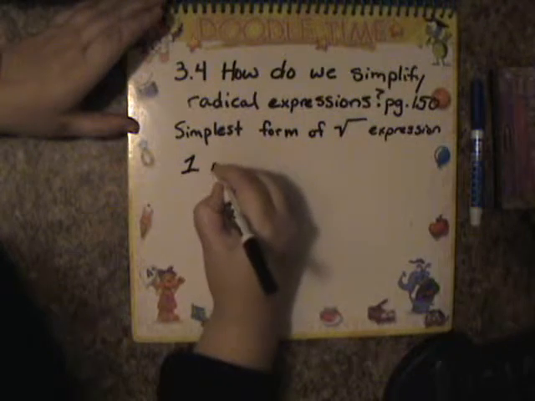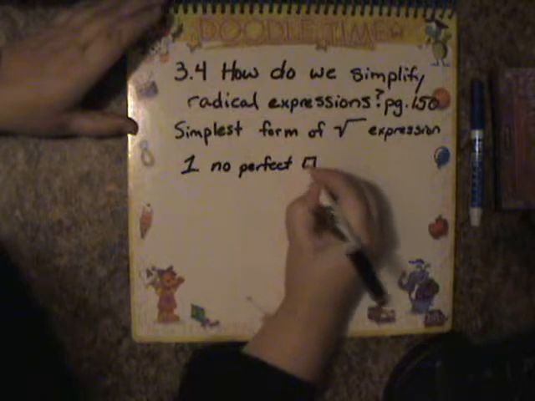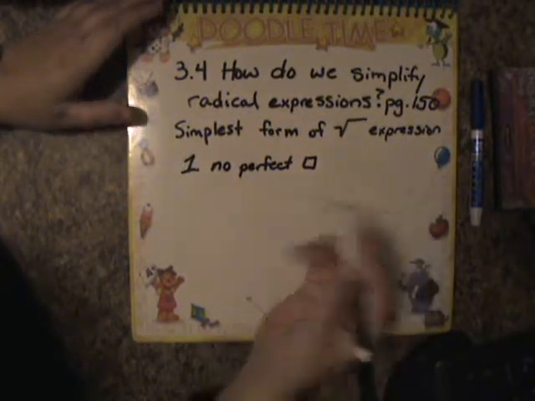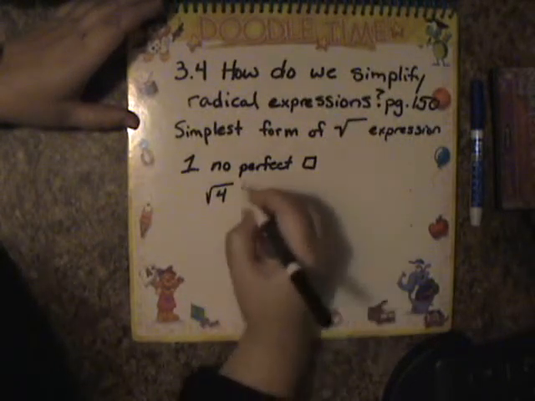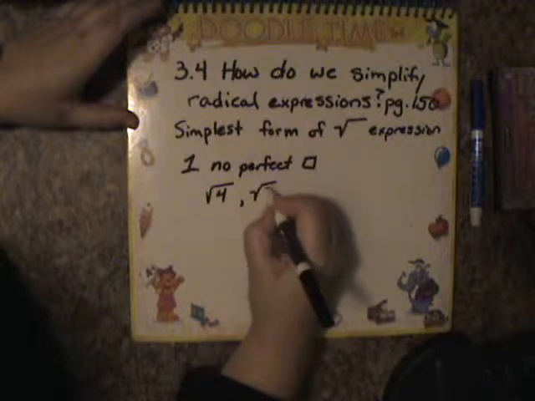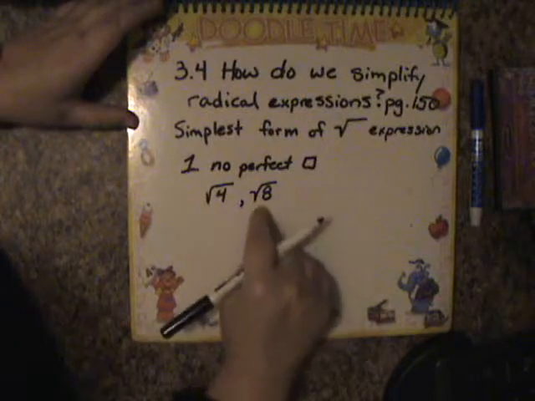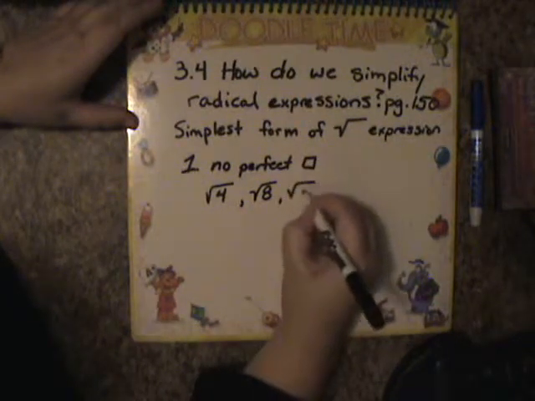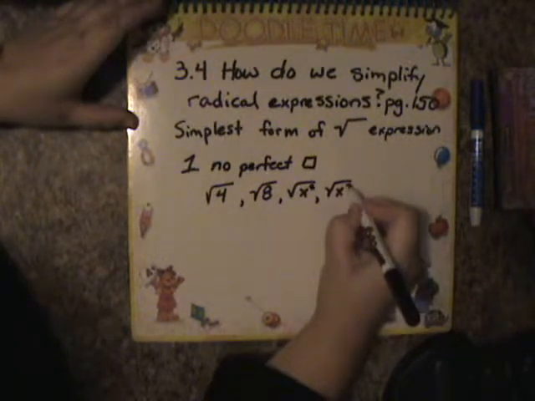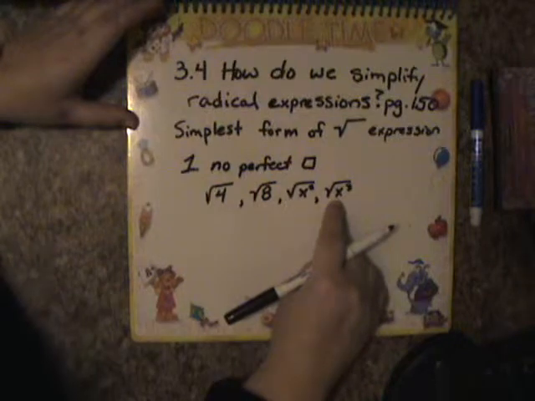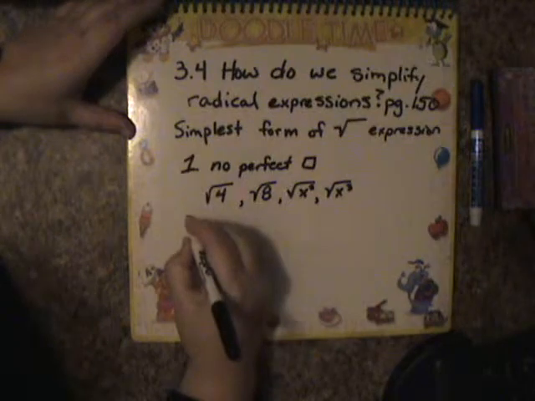First of all, there have to be no perfect squares, such as the square root of 4. That can be simplified. Also, you could say the square root of 8, because 8 has a factor of 4 in it, and we'll go into how to do that in a moment. The other thing is you don't want to have x squared. Even the square root of x cubed has a perfect square in it because it's x squared times x, and we'll go into how to do that in the lesson.